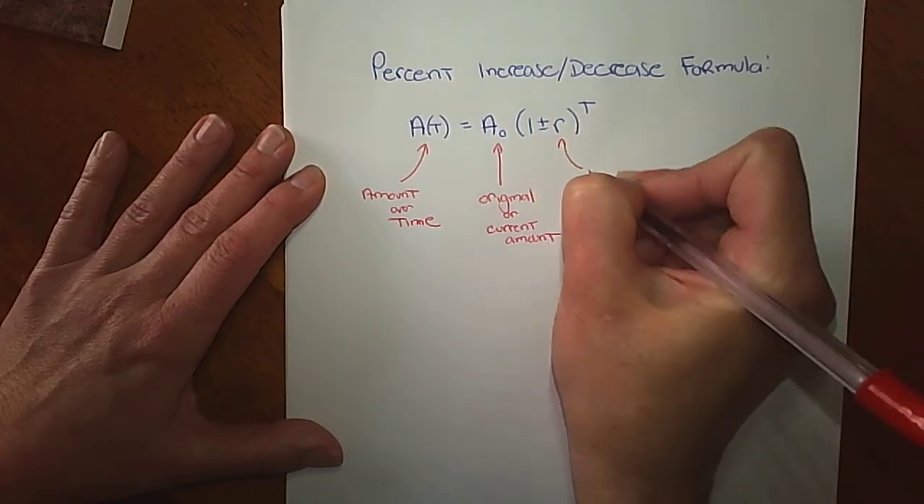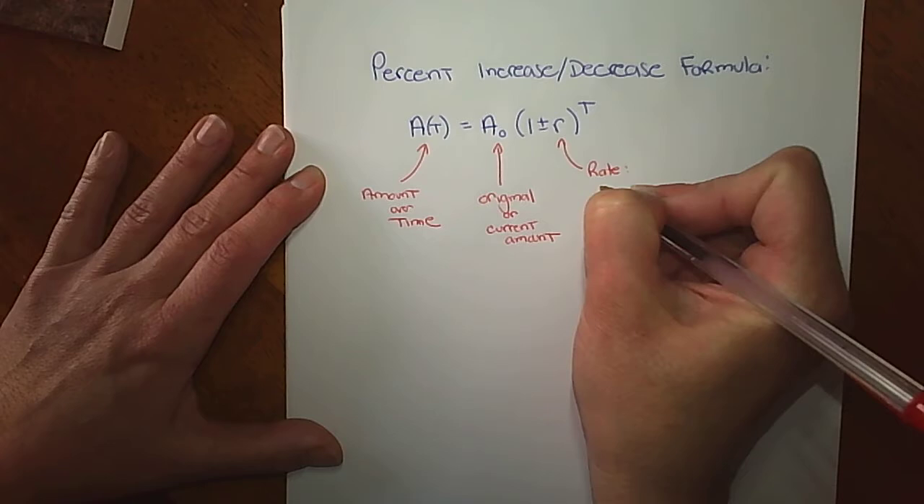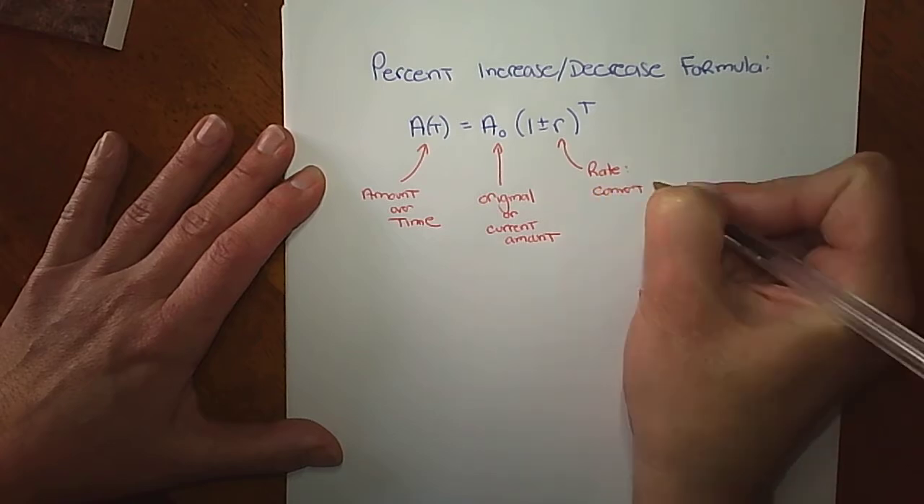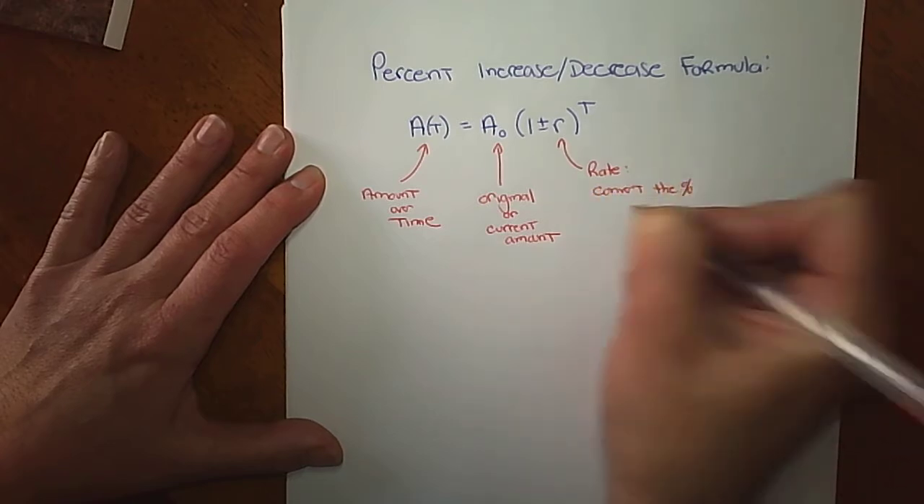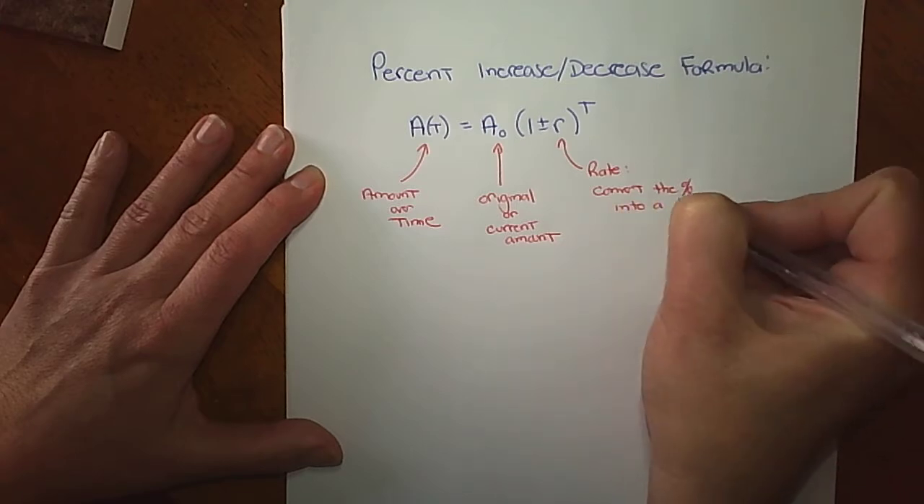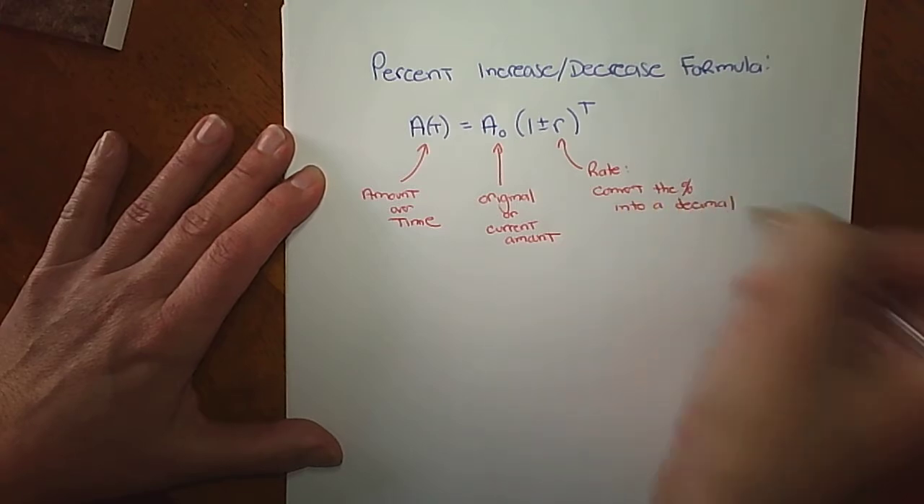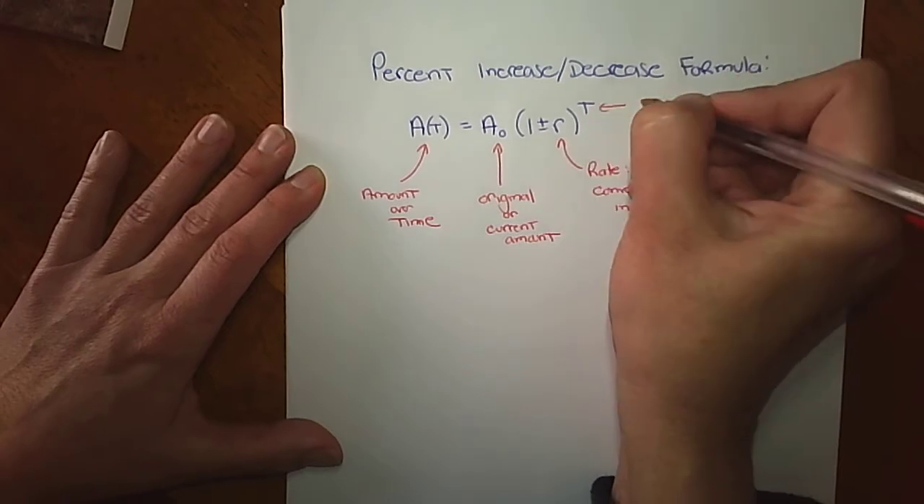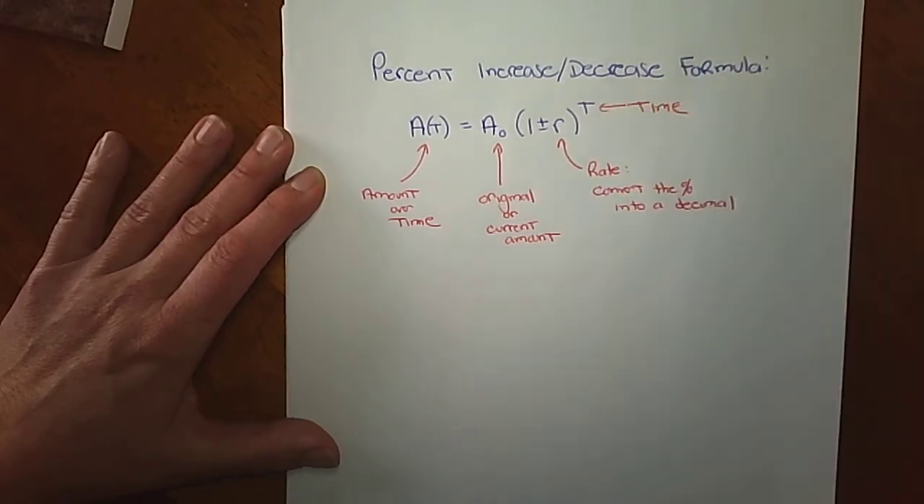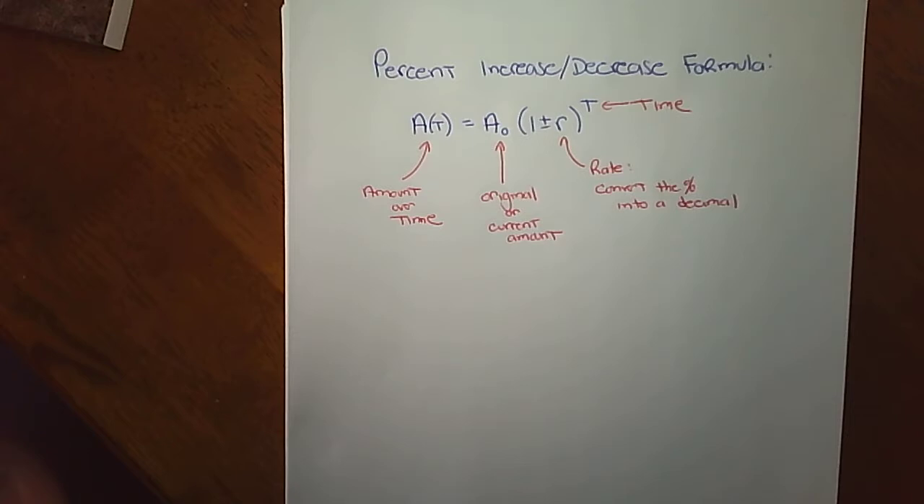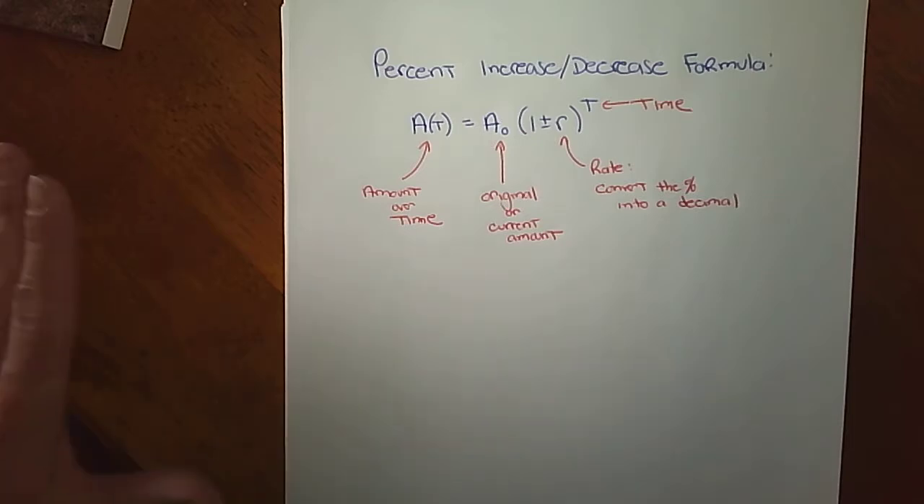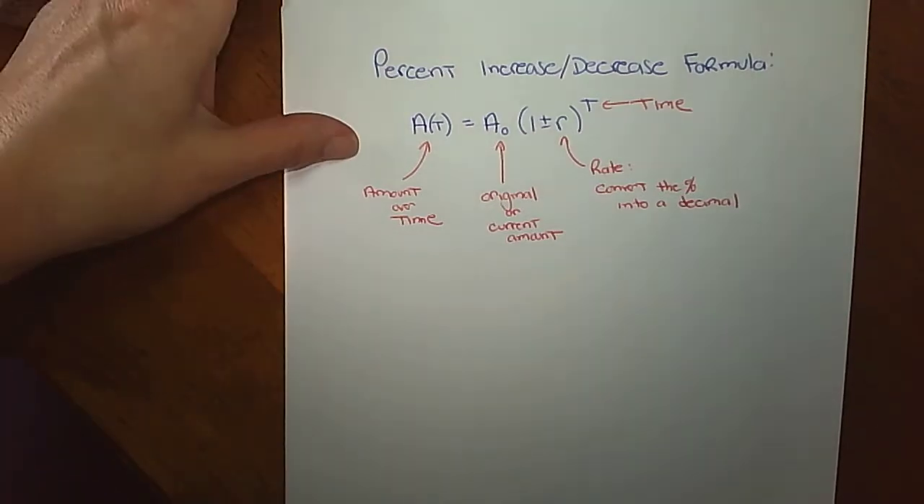R is your rate, so what you're going to do is always convert the percent into a decimal. And finally, T is time, which everybody always understands. This is the formula that we're using on the homework. Looking at the homework, a lot of you did understand it. It looks like some rounding issues and things like that, but overall, you understood it. I am going to go through every question just to make sure, and we're going to practice again today.